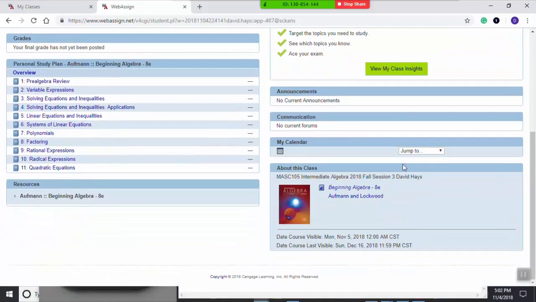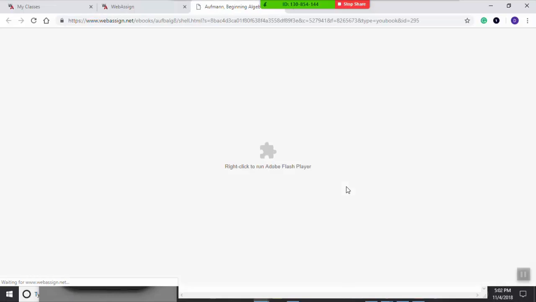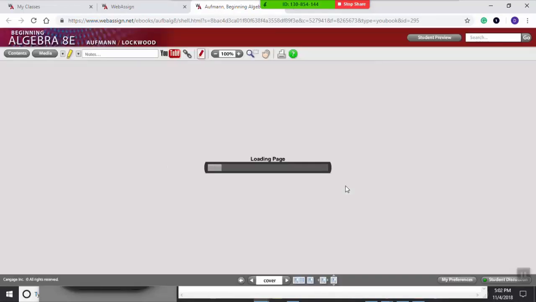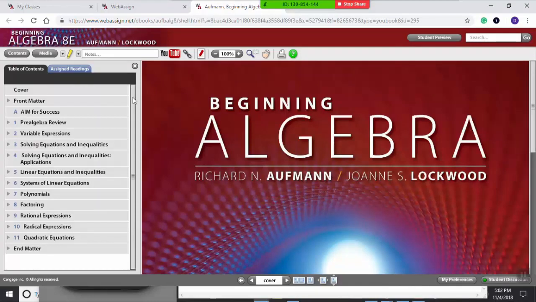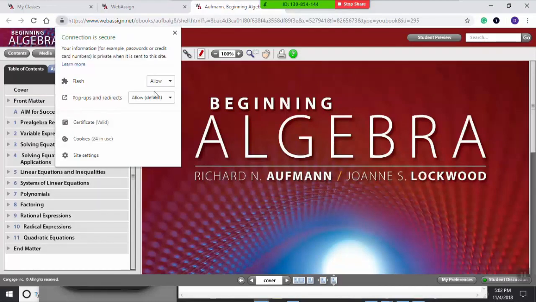But what I want to show now is down in the bottom right-hand corner, you're going to see a link for the textbook. This is probably one of the most common questions that I get in the first day or two of a course: how do I see the ebook? Well, down here, if you click this link, well, that's a little disappointing. This is typically not what you'll see. Let me change that to ask.